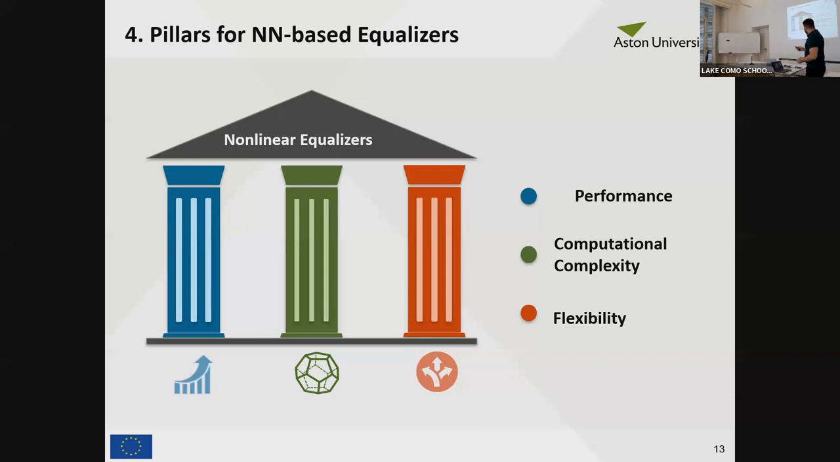With this industrial mindset, we've followed those three pillars. We want our solution to have really attractive performance, so industry will want to buy it from us. We have to produce really low computational complexity solutions, and those solutions need to be flexible. In optical communications, the system changes quite fast. Now I am transmitting to Italy, tomorrow I will transmit to London, and so on. Our solutions need to be flexible. We need to train them really, really fast.